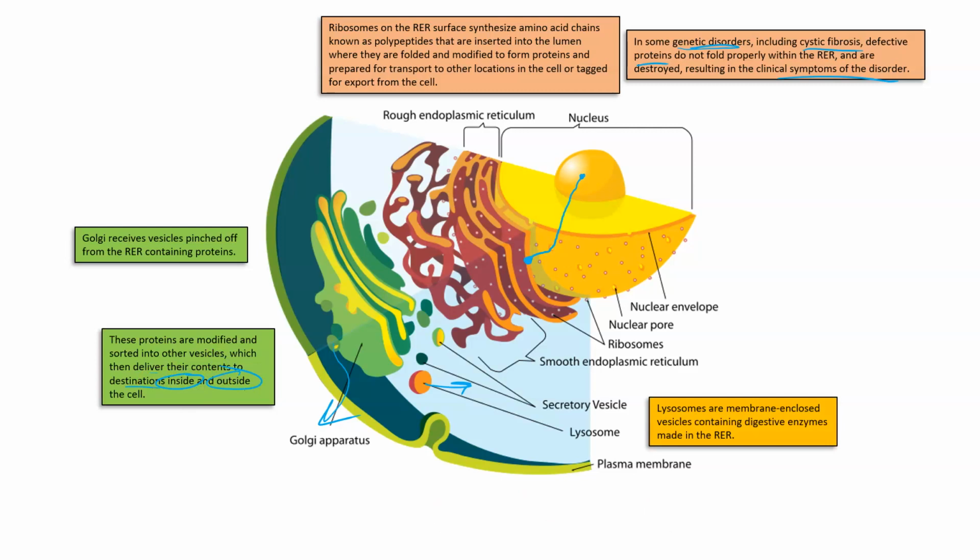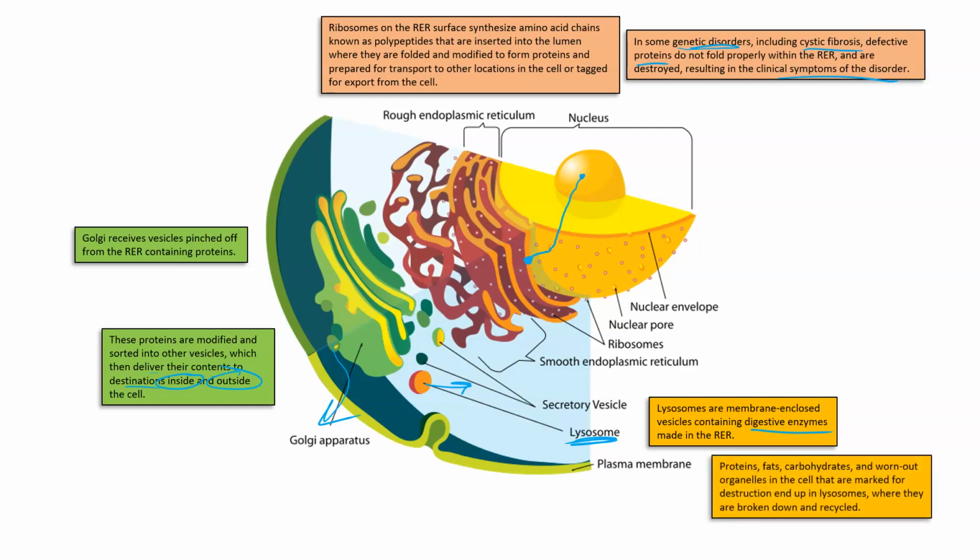Okay. Lysosomes, like we talked about in that previous slide, are membrane-bound, or membrane-enclosed, vesicles that contain digestive enzymes specifically. They are made in the rough ER and they are used inside and outside of the cell as the garbage truck, which cleans up a lot of foreign materials. Okay, proteins, fats, carbohydrates, and worn out organelles in the cell that are marked for destruction end up in lysosomes, where they can be broken down and recycled so that the cell can reuse those organic molecules and other molecular components to help produce things that the cell needs.